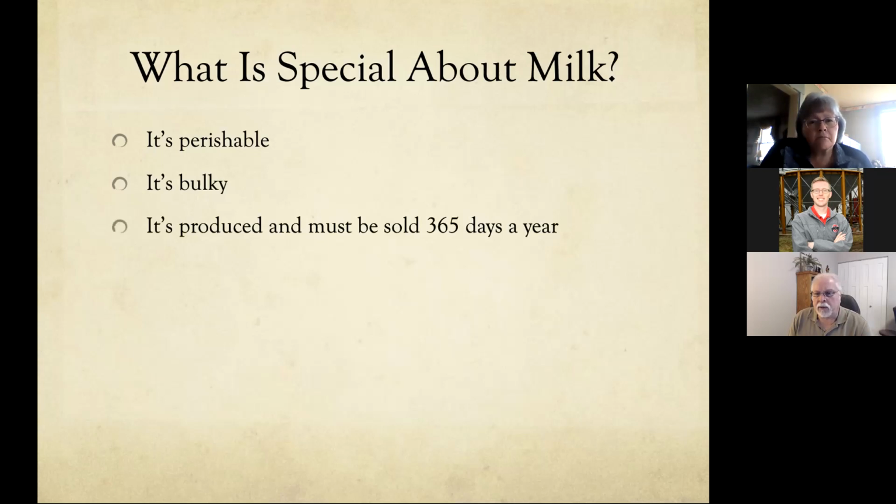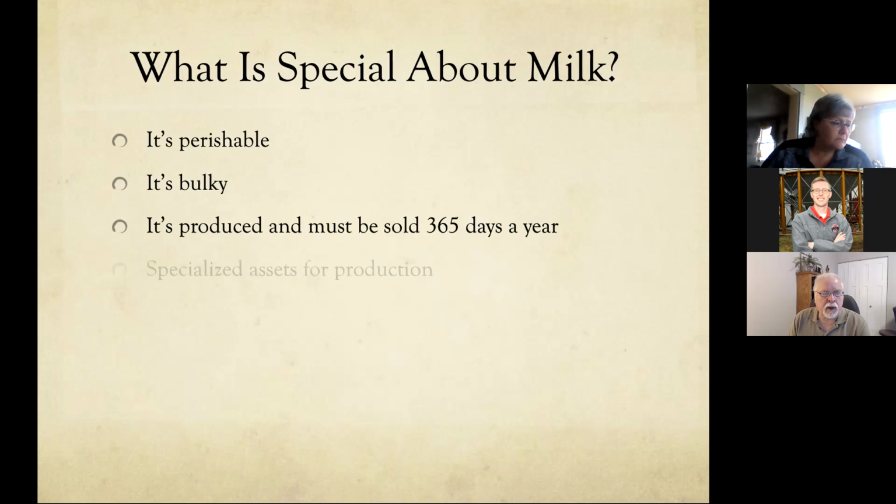It is produced 365 days a year, harvested that often, and has to be sold that often. It's different than corn or soybeans, where we can produce it and store it for a period of time until we get to maybe a price that we like better. We can't do that with milk.